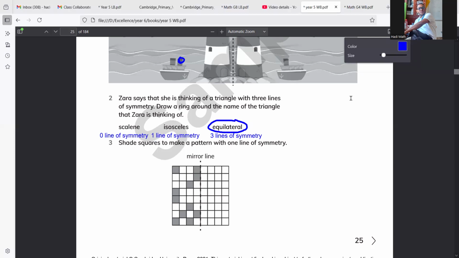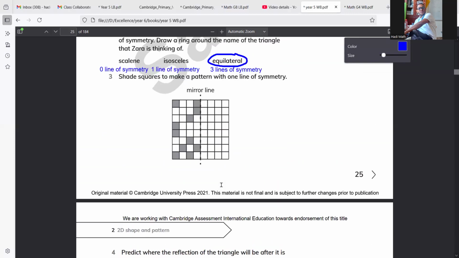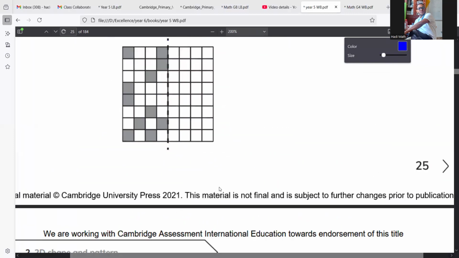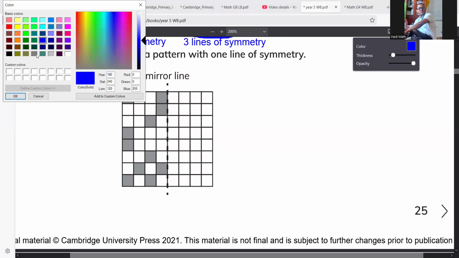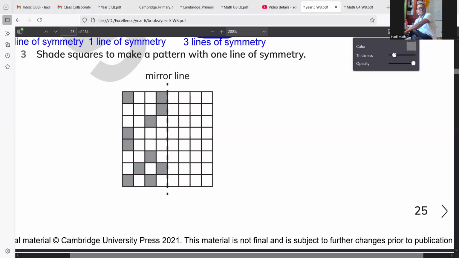Then let's go to question number 3. Shade the squares to make a pattern with 1 line of symmetry. We need to shade this one to make 1 line of symmetry, and this is the mirror line. We need to see exactly which parts will be folded, so how many squares should be shaded so we could fold over each other. This one is shaded, so we should shade this one to fold over it.